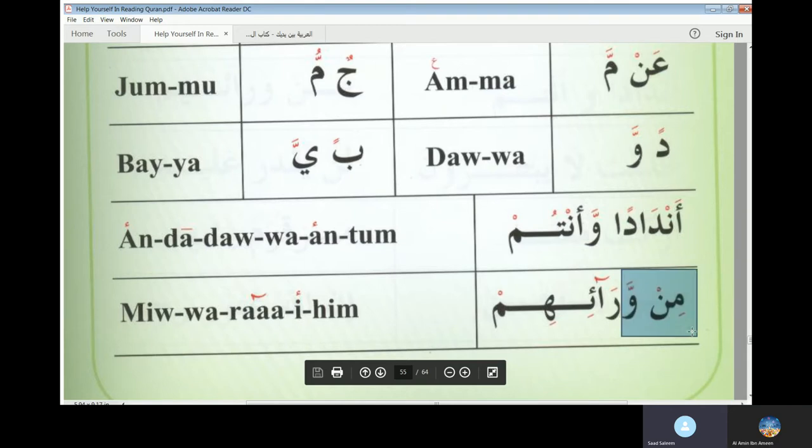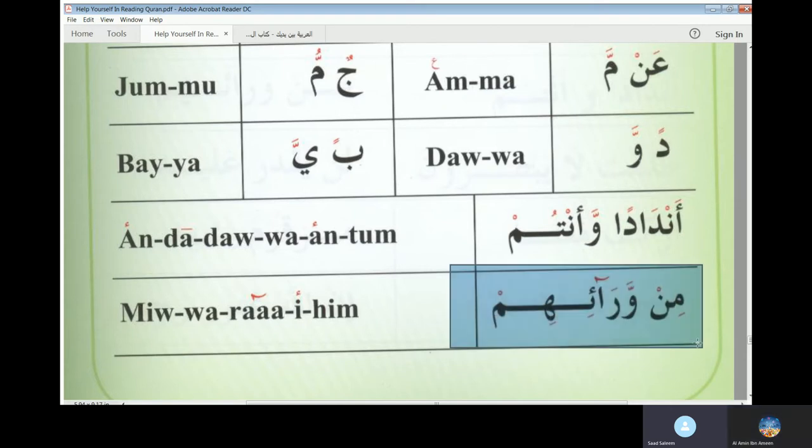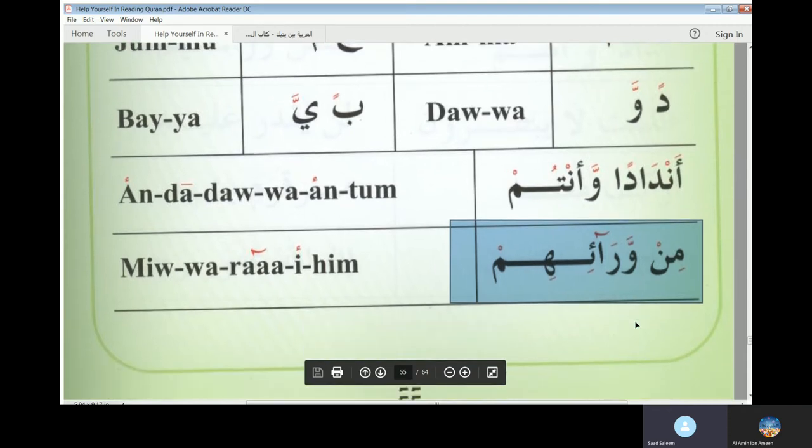Next. Mim wara ihim. Okay. Mim wara ihim. Correct.